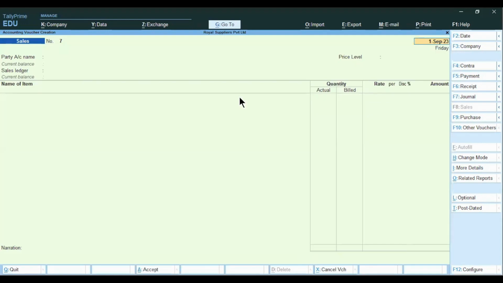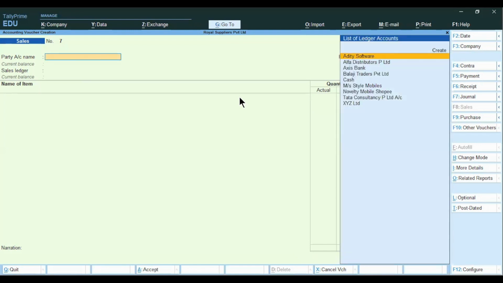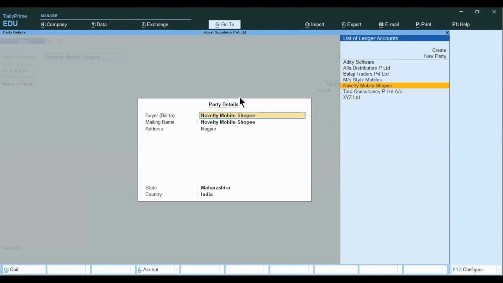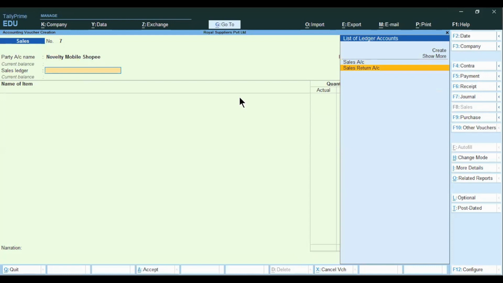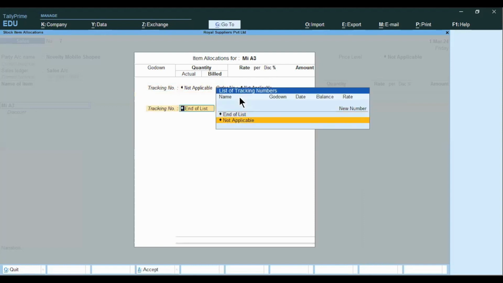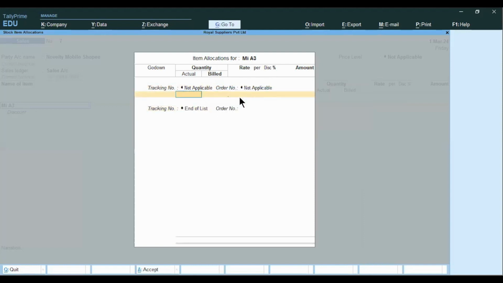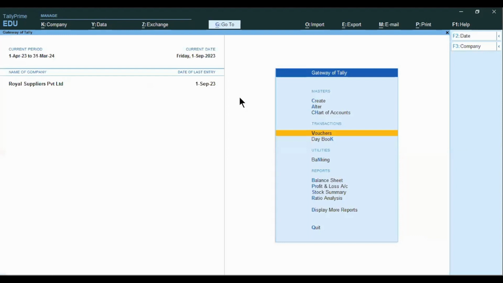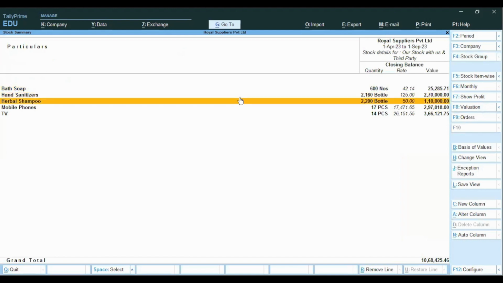Voucher from 1st of March. Party name will be Novelty Mobile Shopee. Sales account. MIA3. Go down, MG Road, 2 pieces. I think there is some problem over here. It should show. Once again, we will go through the same. Just a minute. I have to check the stock summary also.